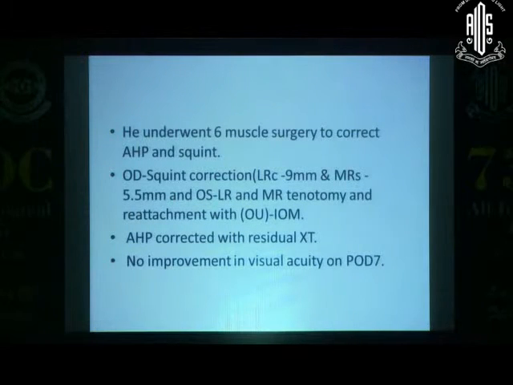He underwent a 6-muscle surgery to correct the abnormal head posture and squint. Right eye squint correction was done: lateral rectus resection 9 mm and medial rectus resection 5.5 mm. With the left eye lateral rectus and medial rectus, a tenotomy and reattachment was done. With both inferior oblique myectomy was done. Abnormal head posture was corrected with a residual exotropia.